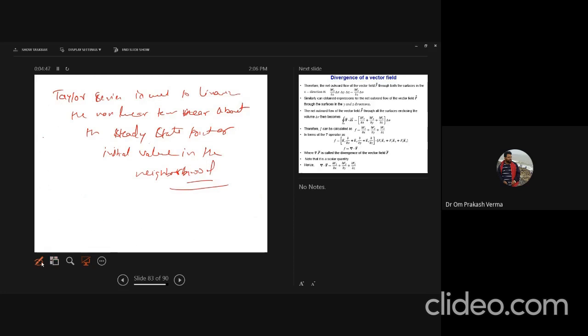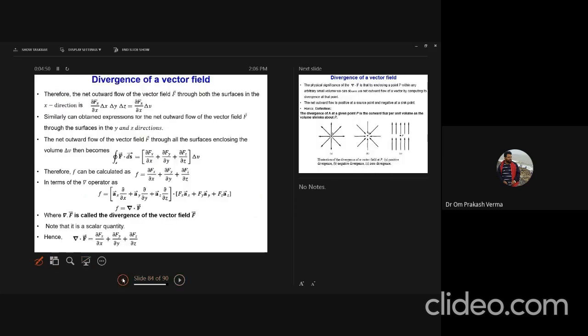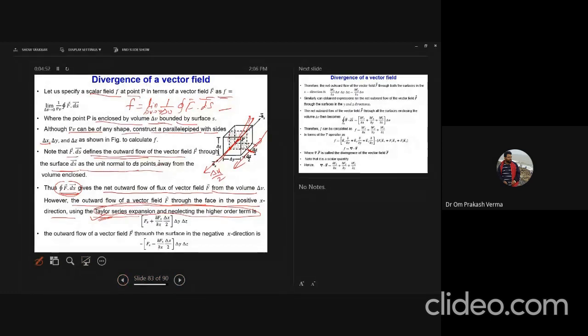Okay, so what we have done is we are just expanding. Our expansion is near about P. As I said before, delta V is very small, and the volume consists of delta x, delta y, delta z, which are also very small. So in the neighborhood of point P, we are going to expand using the Taylor series, right?